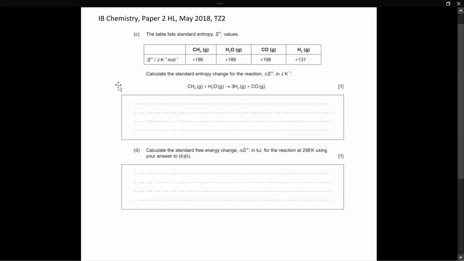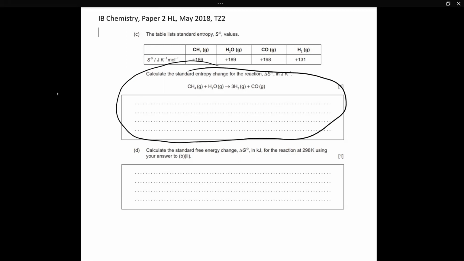And here is the question in front of us, and it's from the IB Chemistry Paper 2HL from May 2018, and it's from the Time Zone 2 batch. Now, this part, we had already solved in the previous video. So if you haven't watched that video, if you would like to see how I calculate entropy and what entropy really is, please go back and watch that video. It's not too long. It's only about, I think, 9 minutes. And I give you a very good understanding, hopefully, of what entropy is and what we are measuring over here. So please go and watch that video before watching this if that interests you.